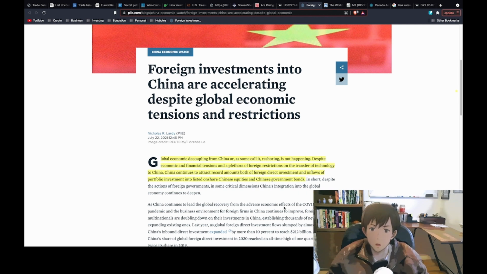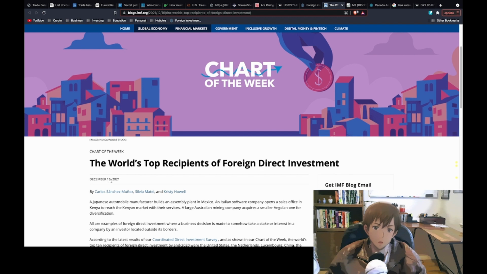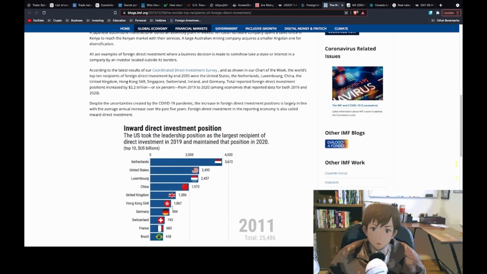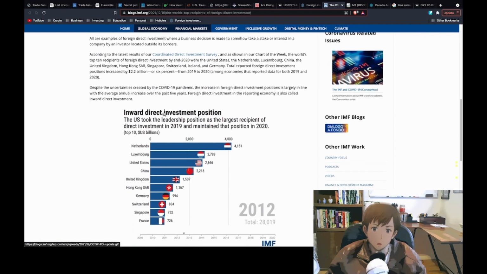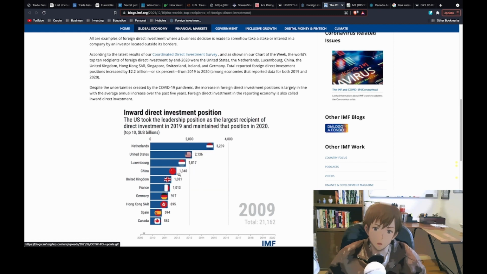All right, so this is a really cool blog right here. It's from the IMF website, and it was posted on December 16th of 2021. So if we scroll down here, it's got a nice graphic that shows throughout history the direct investment position and who's receiving the most of it. So you can see 2015 US is growing. Most of it's Netherlands, Luxembourg, and then US takes the lead. China's growing pretty fast also. From 2019 to 2020 is where China really picks up the pace of its growth.